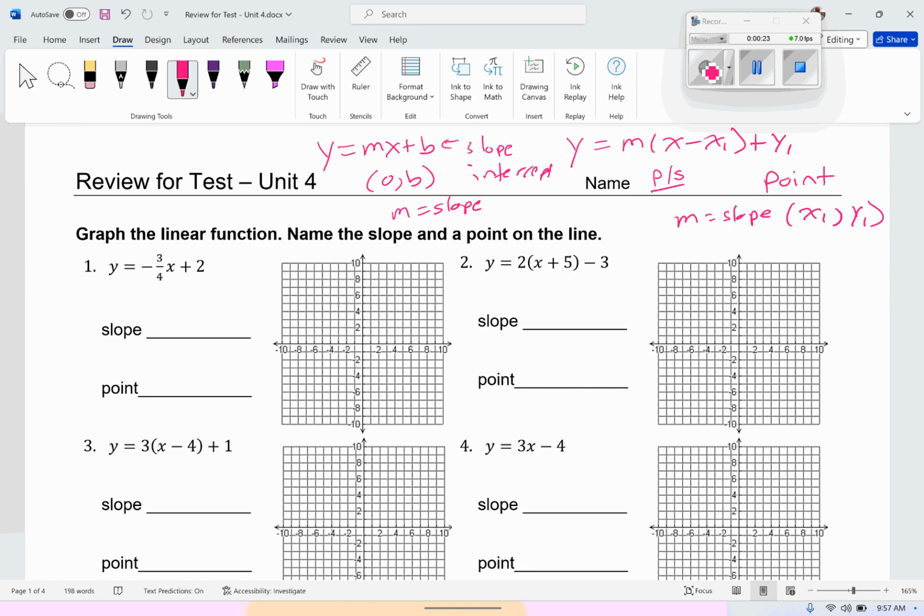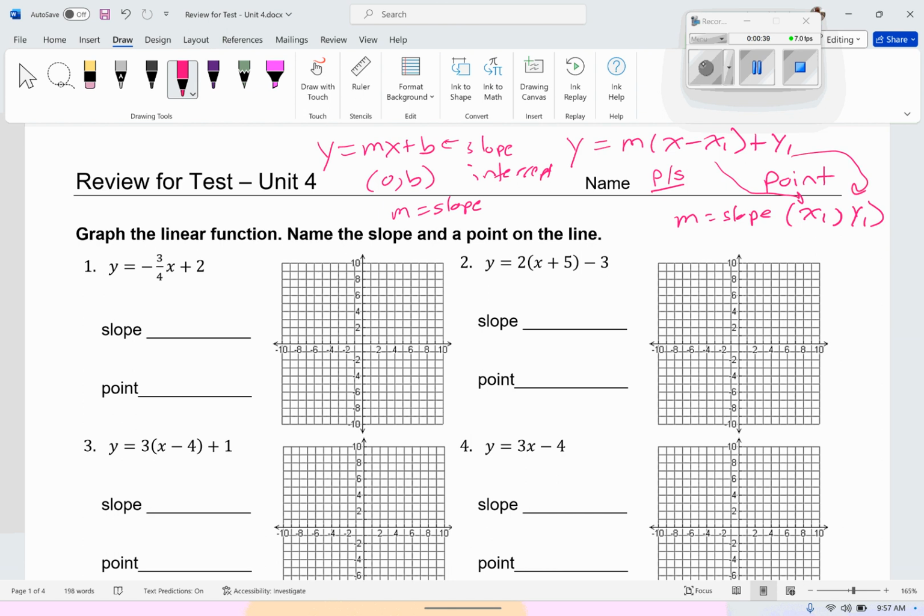Notice how the B value is 0, comma B, and the slope is attached to the X. And then slope is attached to the parentheses, and then you pull a point out. When you pull a point out, this is opposite, this is the same. All right, so we'll use that going through each problem.